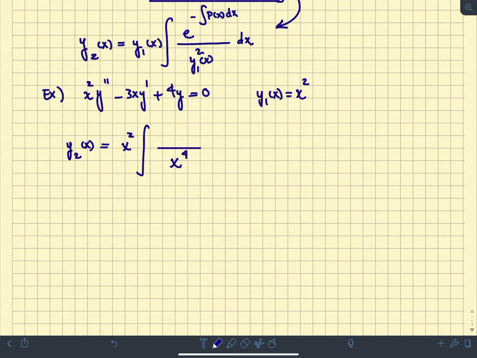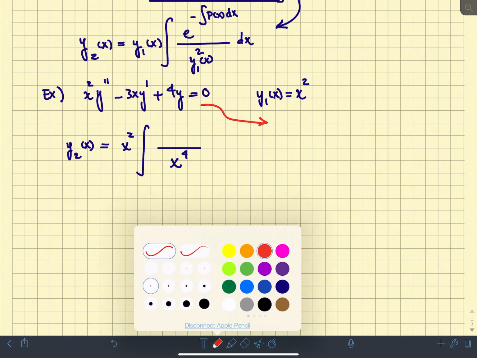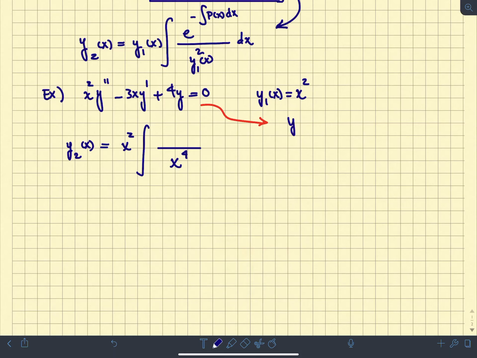And in the numerator, I will have to find my p of x. Now remember that p of x could only be achieved or could only be detected once the differential equation is written in standard form. So to find the p of x, I'm going to grab my differential equation here, and I'm going to divide everything by the leading coefficient and write it in standard form. So I will have y double prime minus 3 over x y prime plus 4 over x squared y equal to 0.